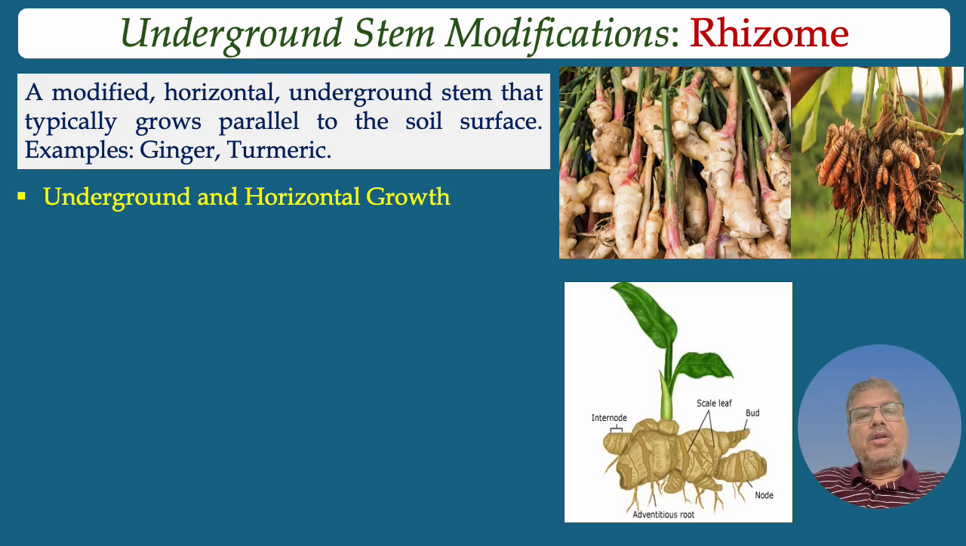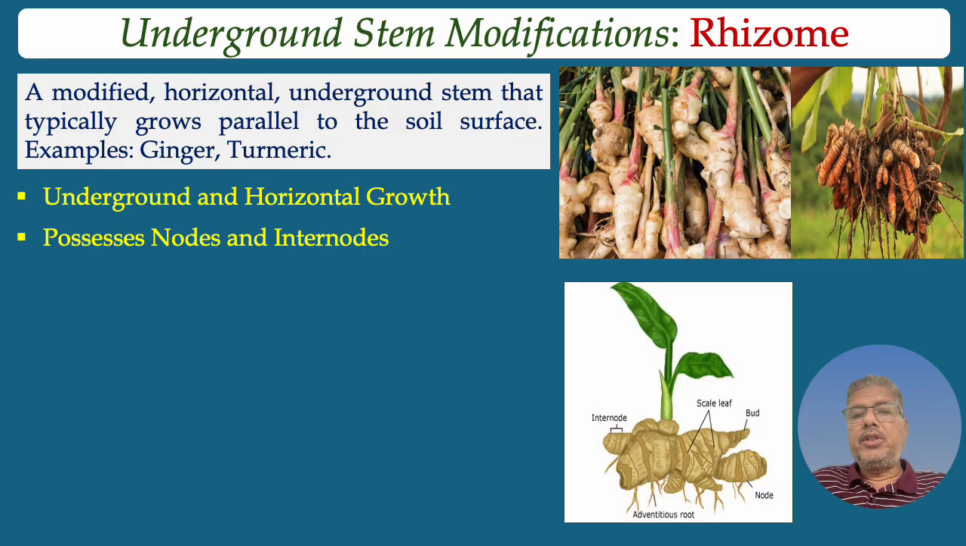Rhizome is a modified horizontal underground stem that typically grows parallel to the soil surface. Examples are ginger, turmeric, and canna. Rhizomes are characterized by the underground and horizontal growth. This is the most defining characteristic feature, unlike typical stems that grow vertically above the ground. Rhizomes grow horizontally entirely underground.